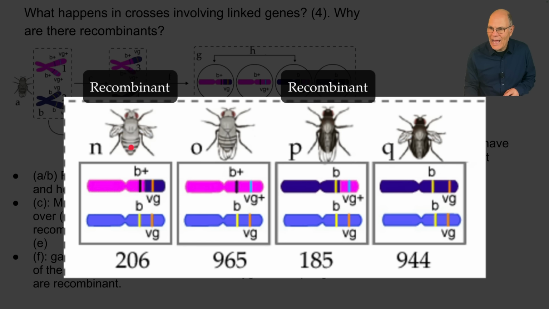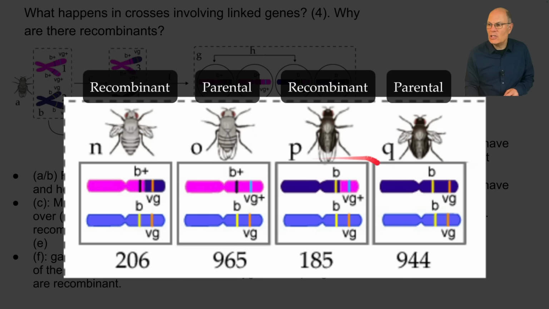Offspring N and P have recombinant phenotypes. In other words, they have, in this case, gray body vestigial wings. That's recombinant. Neither of the parents look like that. And this is black body normal wings. Again, recombinant. Neither of the parents look like that, but O and Q are parental phenotypes. O is gray body normal wings and Q is black body vestigial wings.